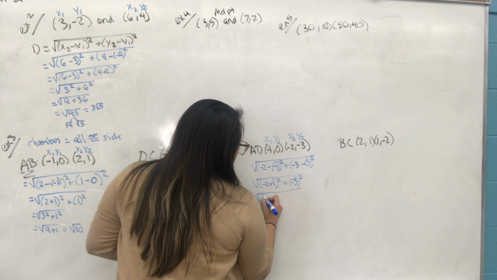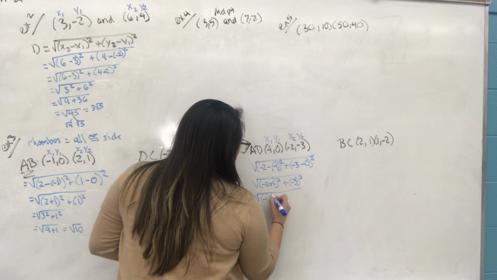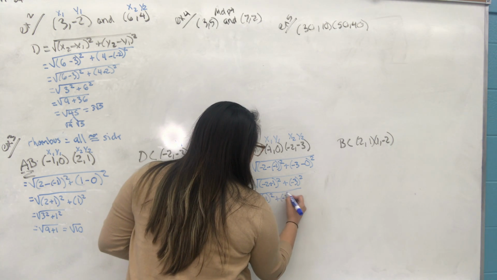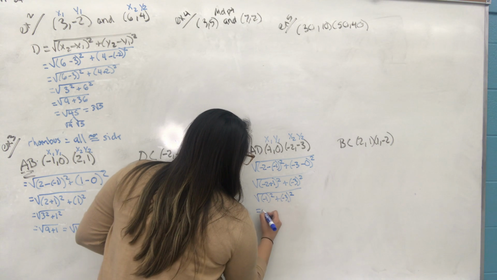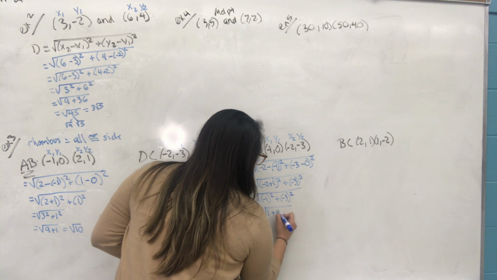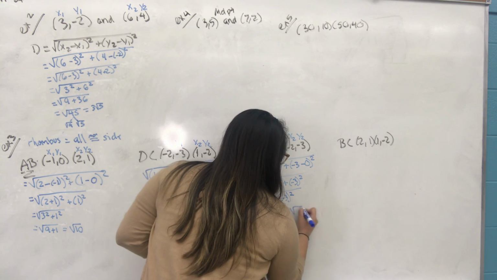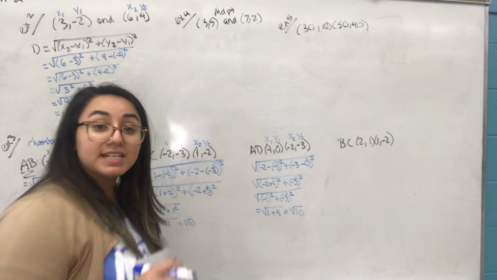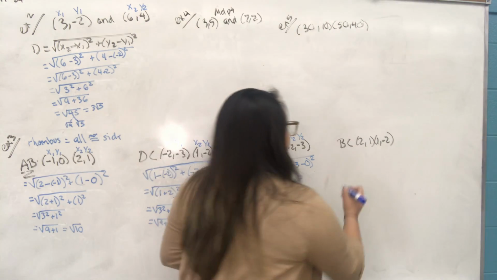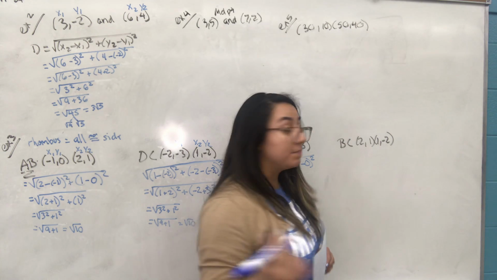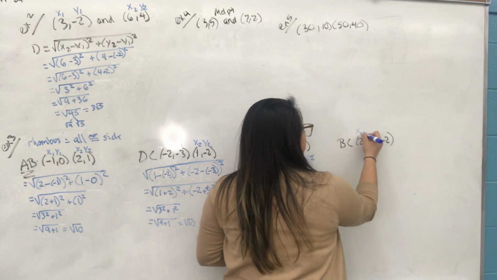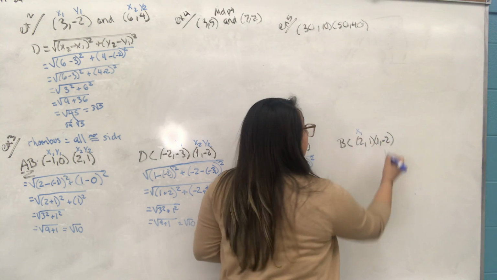Negative 2 plus 1 is negative 1 squared plus negative 3 squared, which is equal to 1 plus 9, which is equal to radical 10. Again, all 4 sides have to be congruent. I'm doing this step again. BC, you can look in your book what BC is. These are the 2 coordinates for BC. Am I covering it? No.